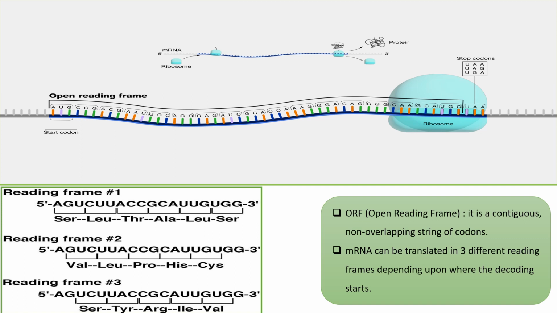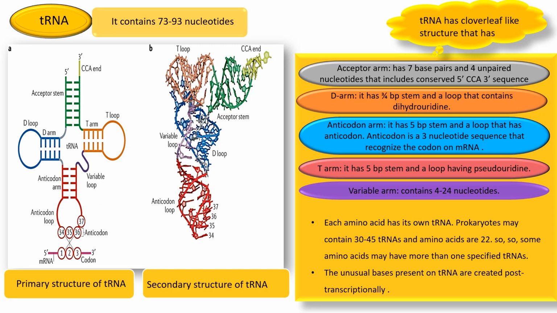So this was mRNA. Now let's talk about tRNA. tRNA, or transfer RNA, is also known as adapter RNA. Basically, it is a single chain having 73 to 93 nucleotides that folds and forms a clover leaf-like structure. This structure contains 5 different arms and loops.